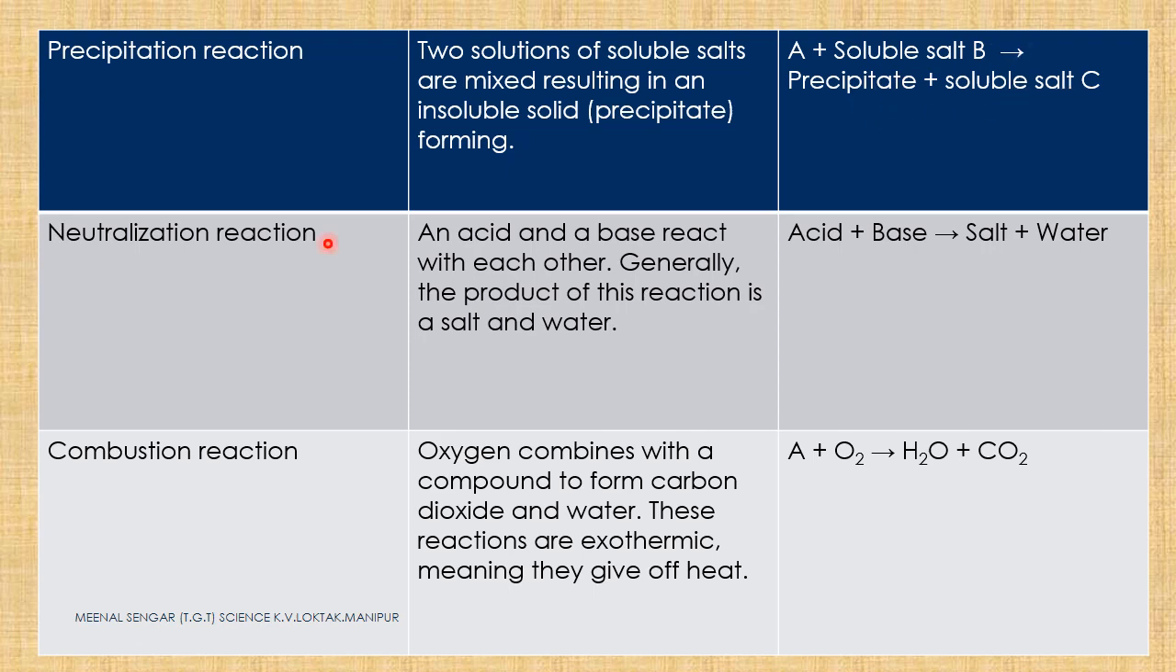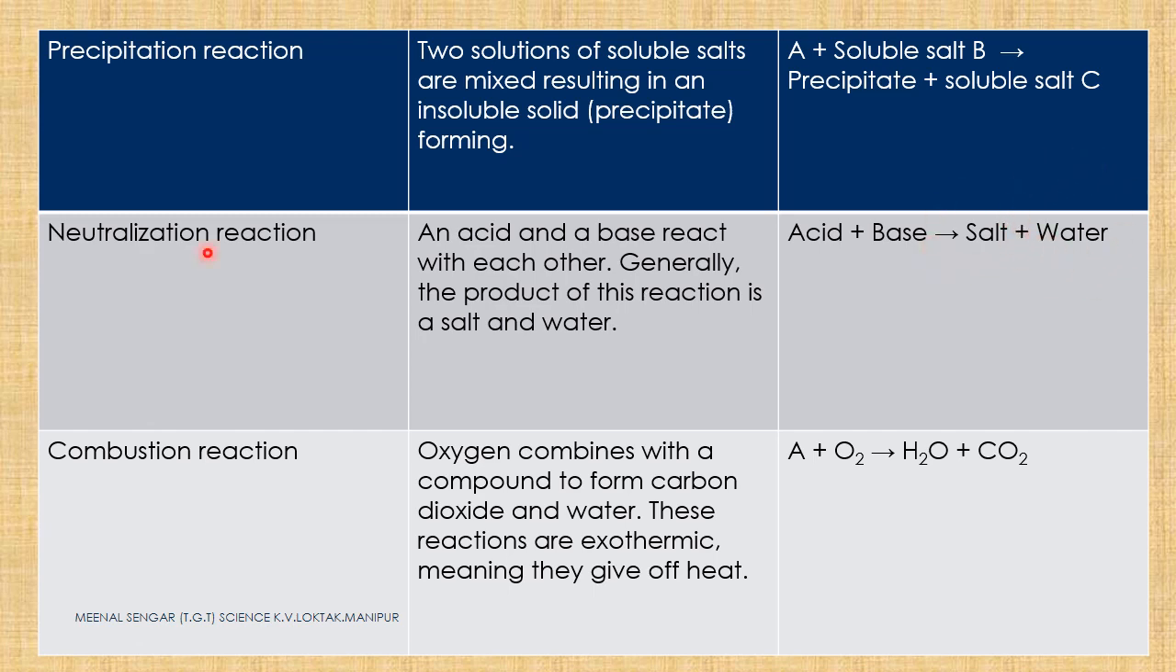Now the next one is the neutralization reaction. Neutralization means when we neutralize something. Neutral means neither acid nor base. An acid and a base react with each other. Generally the products in this reaction are salt and water. Neutralization reactions occur when acid and bases react together. Always when acid and base react together, they form a salt and water.